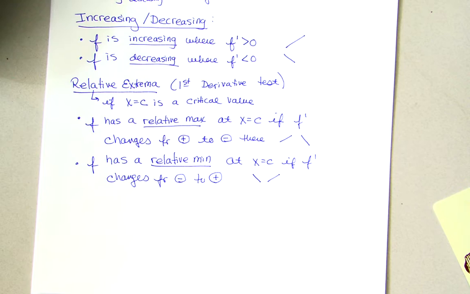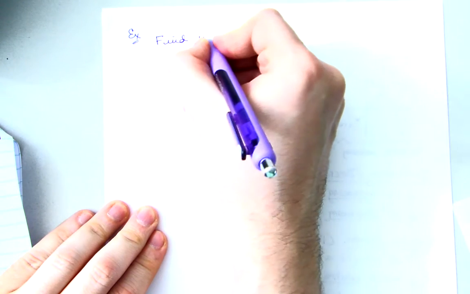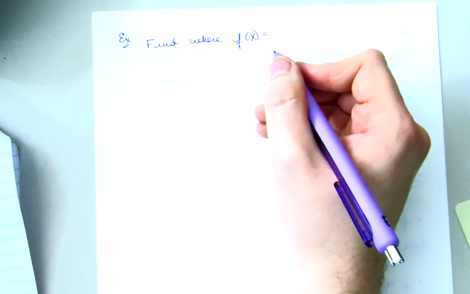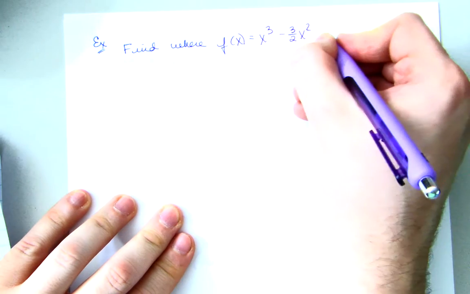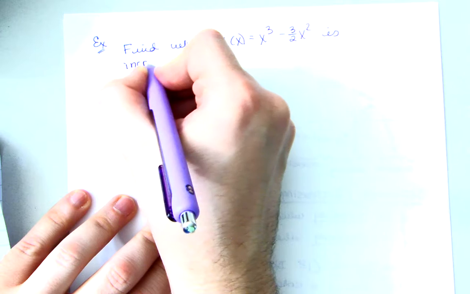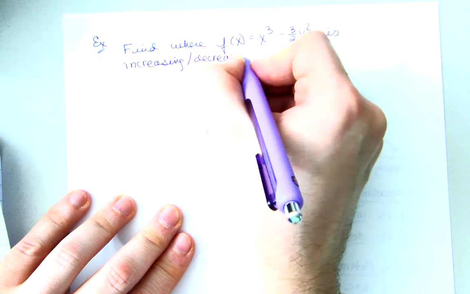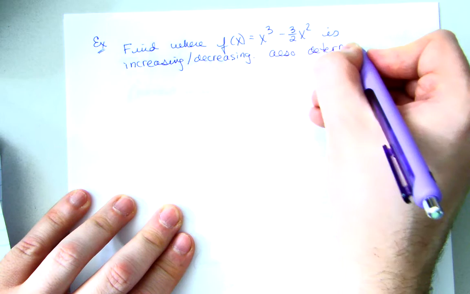Okay, let's see how to use this definition to actually do some problems. On my next page, we are going to find where f of x, which equals x cubed minus 3 halves x squared, is increasing, and where it is decreasing. Also, determine the coordinates of relative extrema.